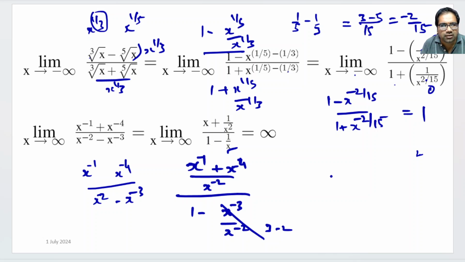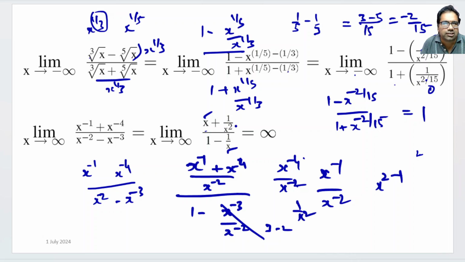Right, here x power minus 1 by x power minus 2. What does that mean? This is x power 2 minus 1, which is equal to x. And x power minus 4 by x power minus 2 is equal to what? Minus 4 plus 2, which is equal to 1 by x square. So we have x plus 1 by x square over 1 minus 1 by x. Now if you substitute infinity, this becomes 0, this becomes 0, but x is here. So this is actually equal to infinity. The limit is actually equal to infinity.